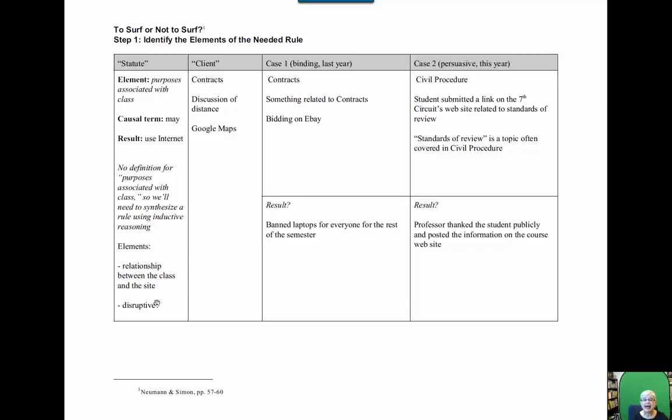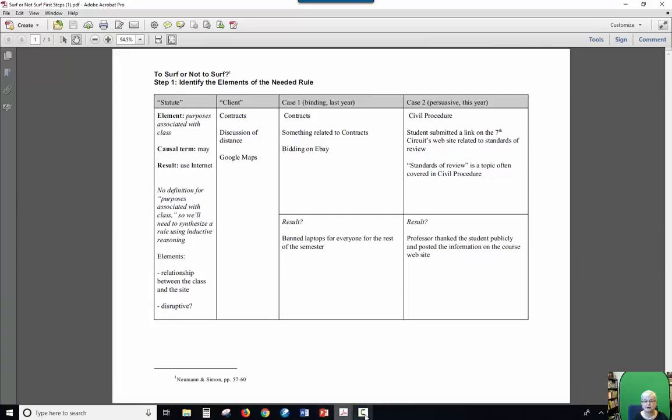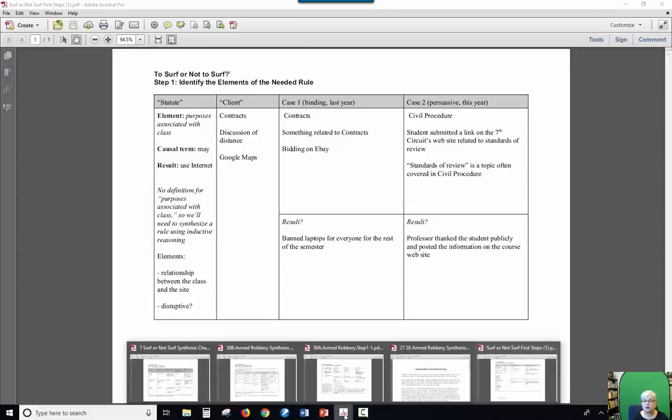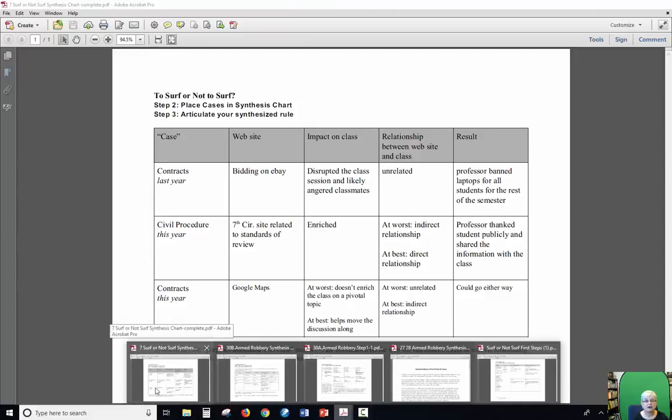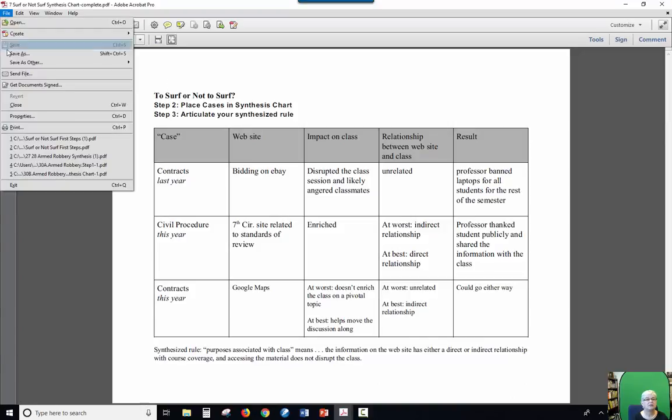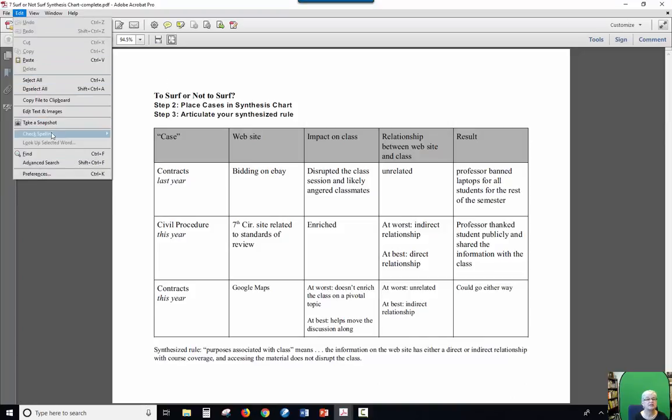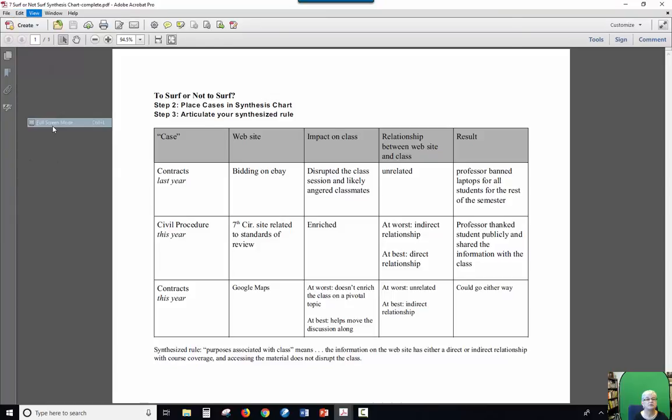Okay, so now let's take those pieces of information, the relationship between the class and the site, and the level of disruption, and let's move that into a synthesis chart so we can start to think about synthesizing a rule and then applying that to a set of facts. Okay, here we go. So we're going to look at our next thing here. Let me put this in full screen so that you guys can see this well.